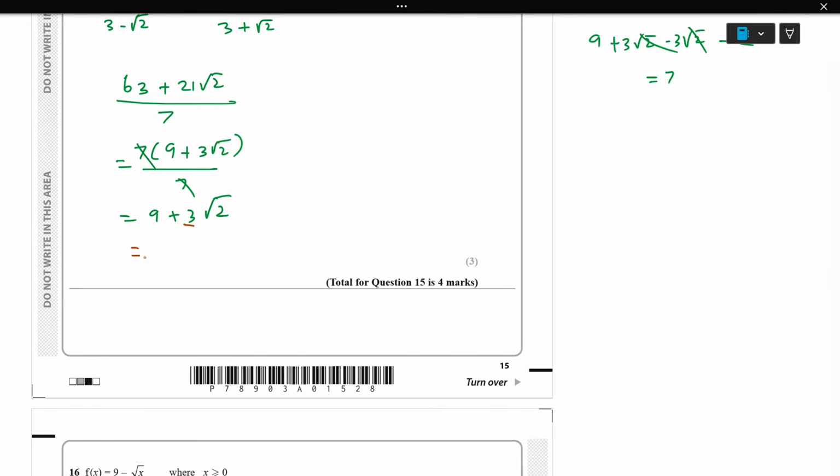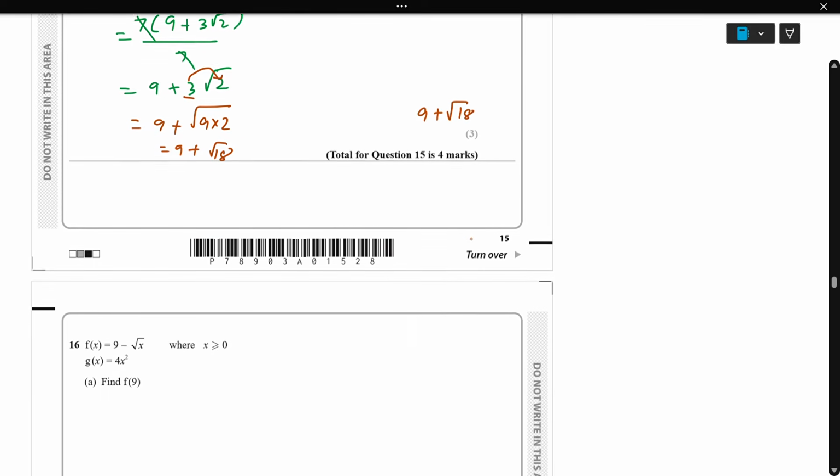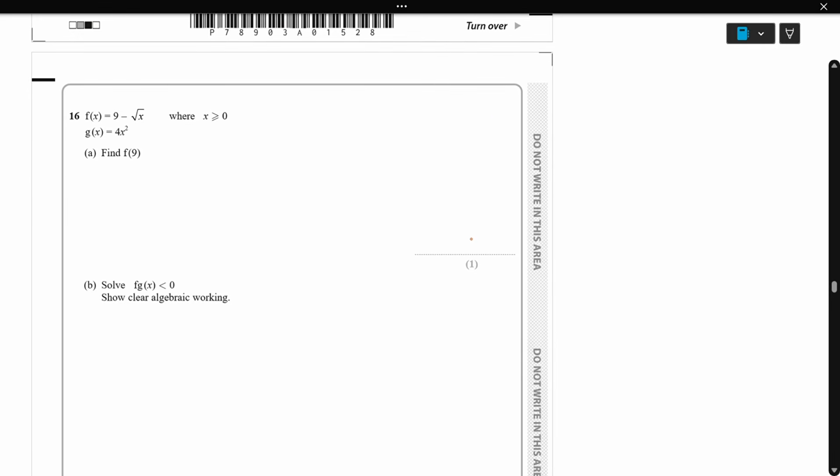But our answer we have to give as c plus root d. There is no root here on the 3, so we have to bring it inside. When this number goes inside it becomes 3 squared, which is 9 times 2. So 9 plus square root of 18 is the answer.